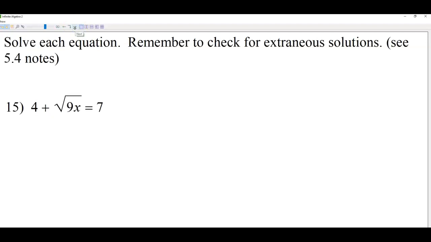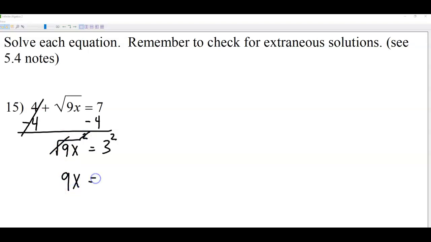Moving on to number 15. Solve each equation. Remember to check for extraneous solutions. All right. So for this particular problem here, we want to get rid of any numbers that are outside of the square root first. And once you have the square root all by itself, we want to get rid of the square root by raising both sides to the second power. The second power cancels out the square root and leaves me with just 9x. On this side, we have 3 to the second power, which is 9.